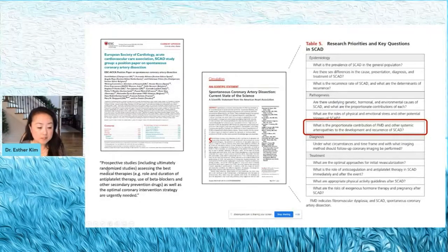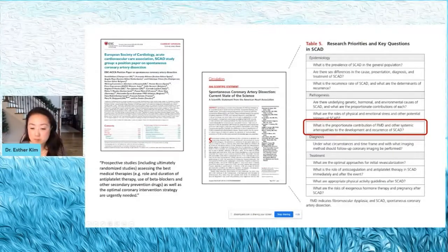I really liked what the European statement said here, that prospective studies, including ultimately randomized studies, assessing the best medical therapy, e.g. the role and duration of antiplatelet therapy such as aspirin and Plavix, use of beta blockers and other secondary prevention drugs, as well as the optimal coronary intervention strategies such as stenting or balloon or nothing, are urgently needed. And in the US AHA scientific statement, under key research priorities and key questions in SCAD, was listed: what is the proportionate contribution of FMD and other systemic arteriopathies to the development and recurrence of SCAD?